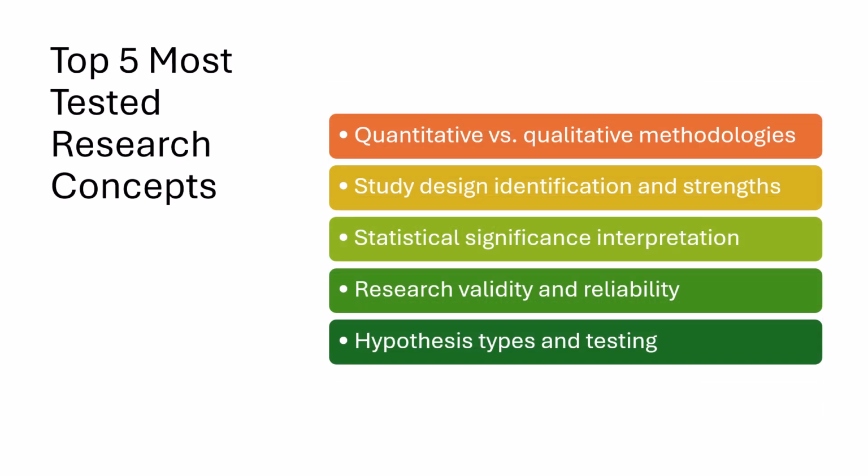All right, let's talk about what you really need to know for the exam. These 5 concepts are the most commonly tested research topics, so pay special attention. You'll need to know the difference between quantitative and qualitative methodologies. That's a big one. You should also be able to identify study designs and know their strengths. Statistical significance interpretation comes up a lot too. And don't forget about research validity and reliability. Those are huge. Finally, hypothesis types and testing round out the top 5. If you master these areas, you'll be in great shape for the research questions on your exam.